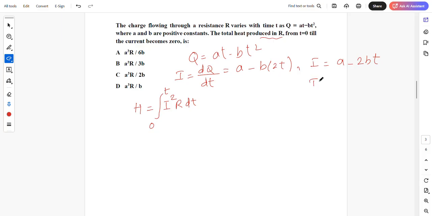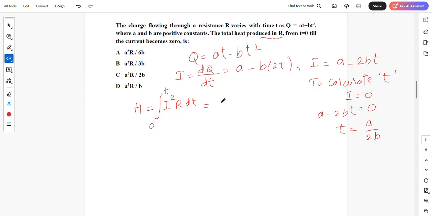To calculate t, you have to make I equal to 0, because you have current. Till the current becomes 0, you have to make I equal to 0. ಇಲ್ಲಿ I 0 ಮಾಡಿದಾಗ I = a minus 2bt equal to 0 ಆಗುತ್ತೆ. So how much will t be equal to? t will be given by a by 2b ಆಗುತ್ತೆ. A by 2b, right? Limits of integration, we got it.